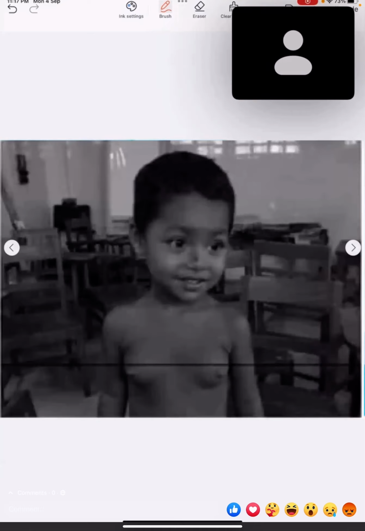You can clearly see the elevation here. You can clearly see the elevation here. So is this central or is this a benign variant? You see the elevation here. This is central. You see the nipple is elevated.